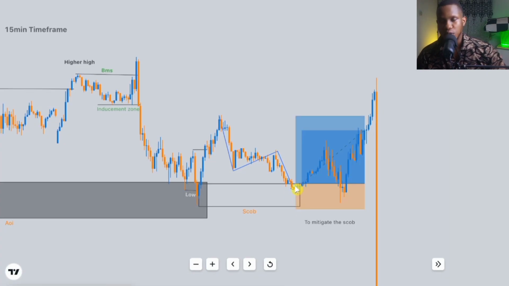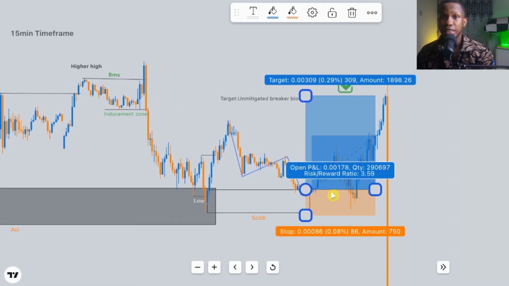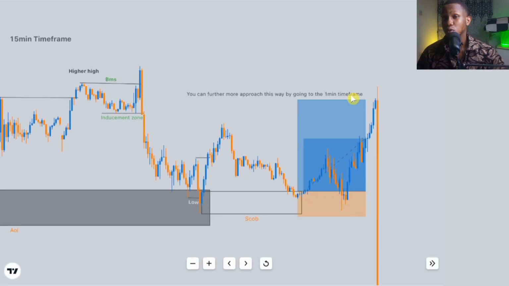And here is our entry, and here is our stop loss level, and our target can be this breaker block. And this gave us a 1:3.5 risk to reward ratio, guys. Can you see how price action moved to our desired take profit level without any problem? But there's a way you could have approached this, which I did.